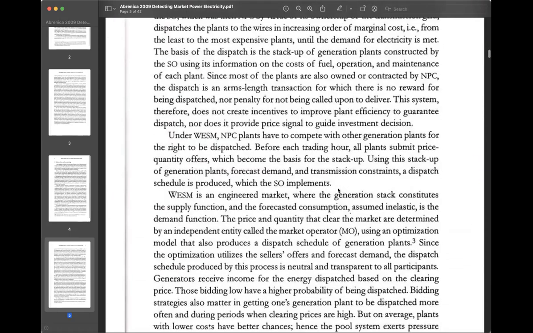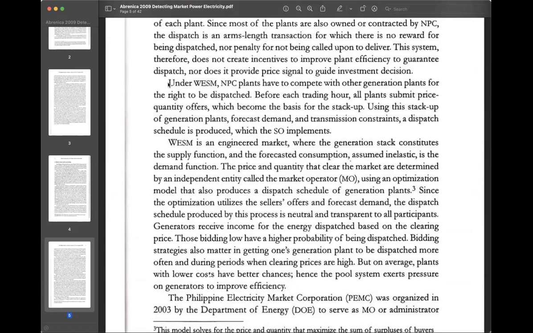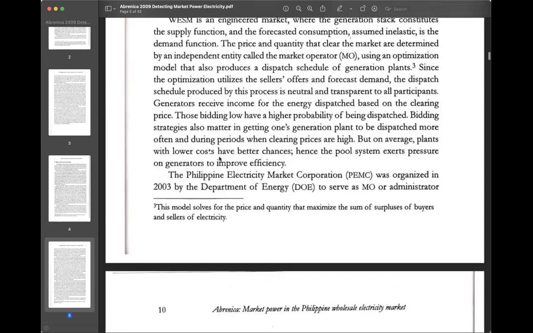So what's the idea of this one? Let's go to this paragraph here. This is the key introductory paragraph. Under WESM, NPC plants have to compete with other generation plants for the right to be dispatched. In the new WESM, all of the generation capacity has to bid in order to participate. The idea here is to bid low, because if you bid low, then you will be asked to sell to the market. If you bid high, there's a chance that you won't be selling to the market, because there are other power plants possibly with a lower bid, and they will go first. So that's what we have under the WESM. And under the new regime, the NPC, which used to be this monopolist, keeping some plants but selling others, has to compete with other generation plants for the right to be dispatched.